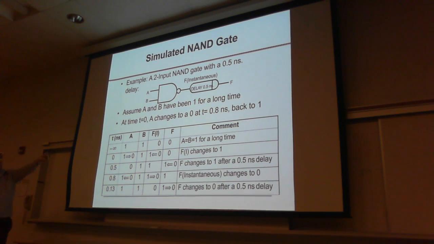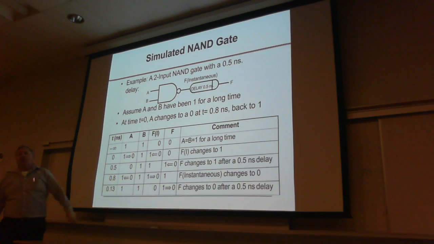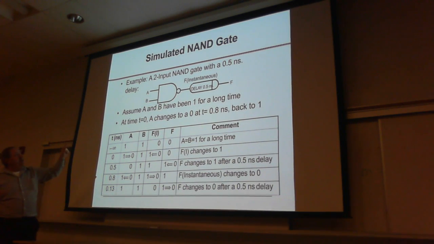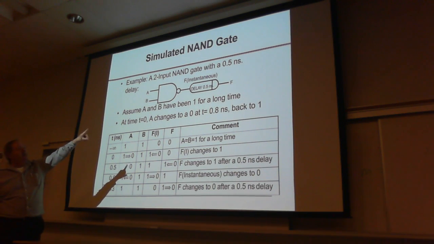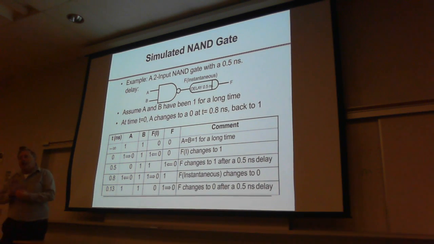And at time 0.8 nanoseconds, it changes back to 1. There's our setup right there. Here are our definitions, A and B. F, well, since it's instantaneous, still has this delay of 0.5 nanoseconds. Okay? So what's happening here?